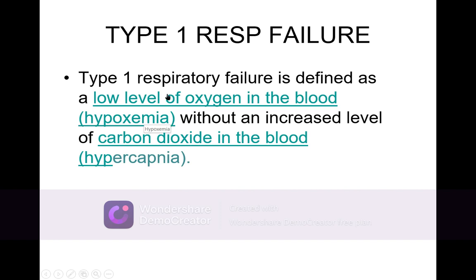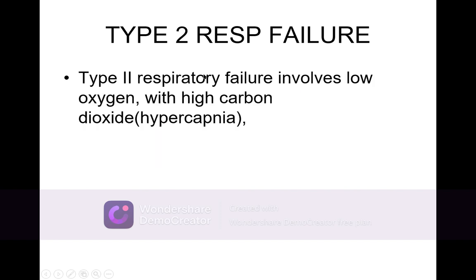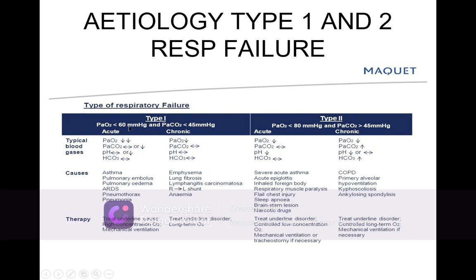Type 1 respiratory failure, the important thing in this is hypoxia with normal carbon dioxide. Carbon dioxide in the blood, there will be no change in the PCO2. PO2 levels will be decreased. But in the second one, type 2 respiratory failure, there will be hypoxia and there will be retention of carbon dioxide. That is called hypercapnia. Hypercapnia associated with hypoxia is type 2 respiratory failure. There is a comparison given of type 1 and type 2 respiratory failure.